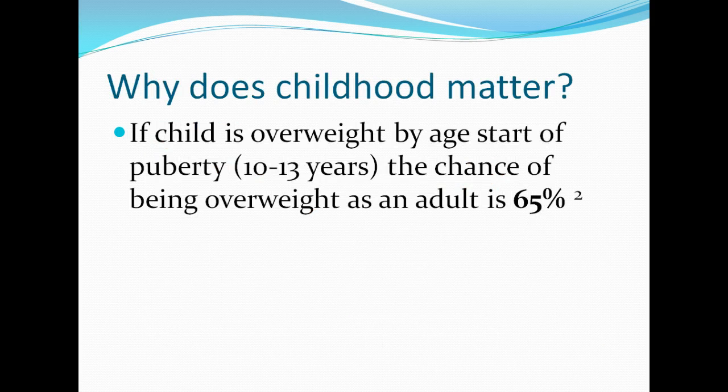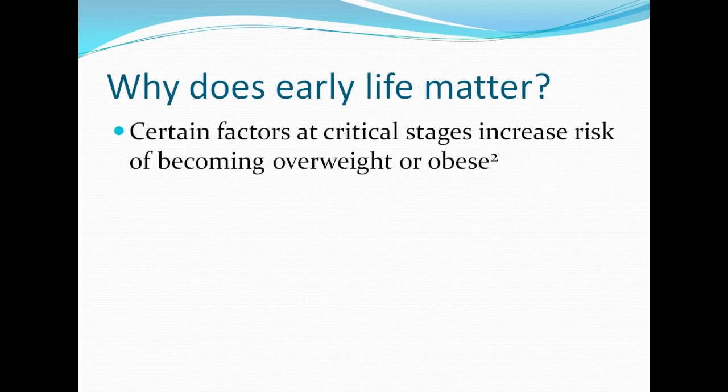So why does childhood matter? It has been found in multiple studies that if a child is overweight by the start of puberty, which is about 10 to 13 years, the chance of being overweight as an adult is 65%. So why does early life matter even more specifically than childhood? Well, certain factors at critical stages of life increase the risk of becoming overweight or obese as an adult.